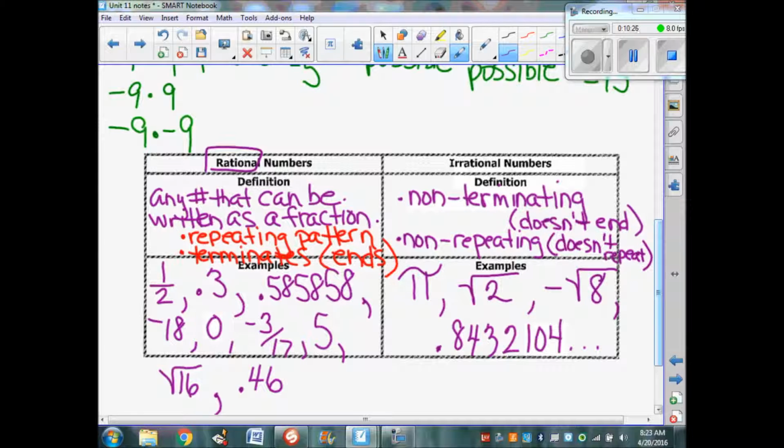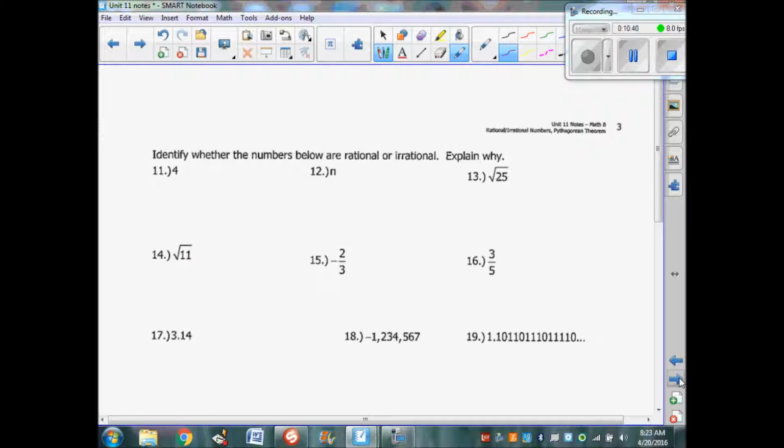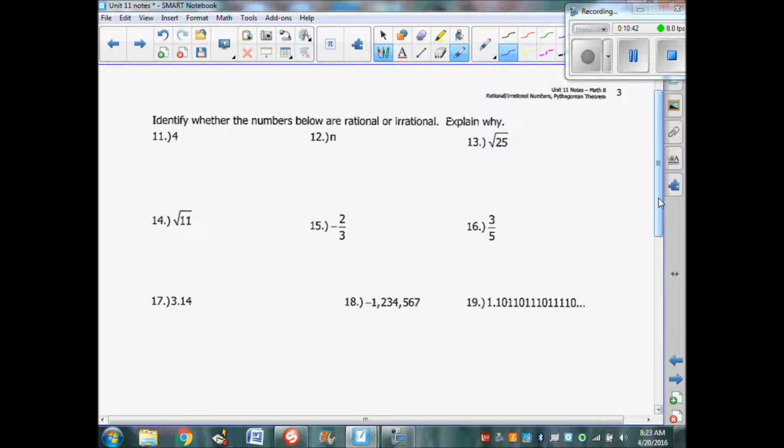I like to say that the irrational numbers are the messy ones. Okay? They're messy. The rationals are nice, neat. They have a pattern to them. Okay? All right, go ahead, flip the page when you're ready. And we're going to take some examples and determine are they rational or irrational, and then we're going to explain why. So the explain why is going to be the definition.